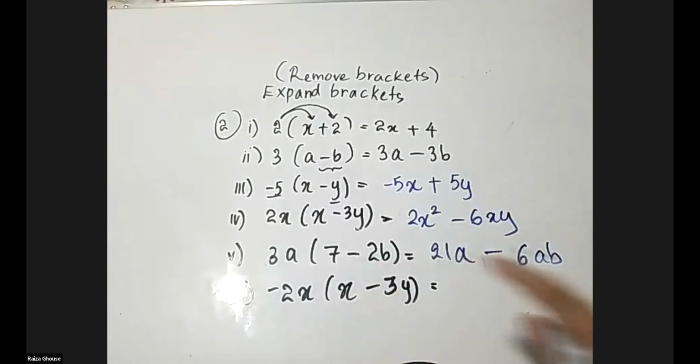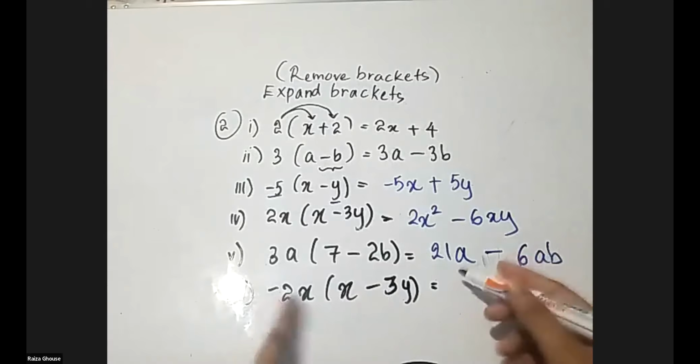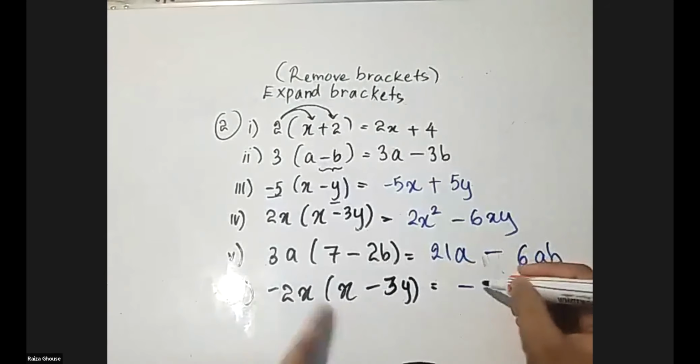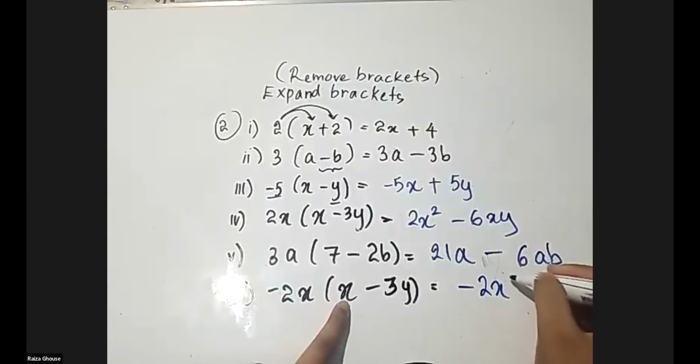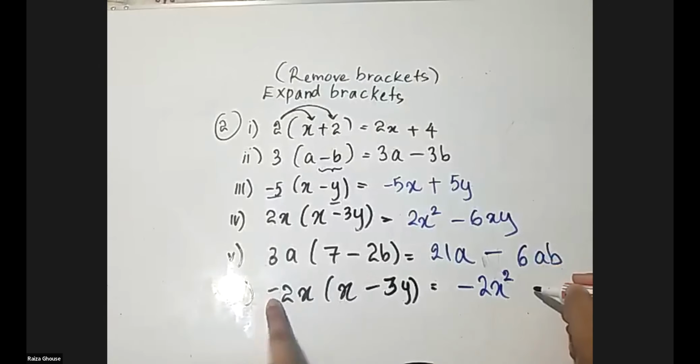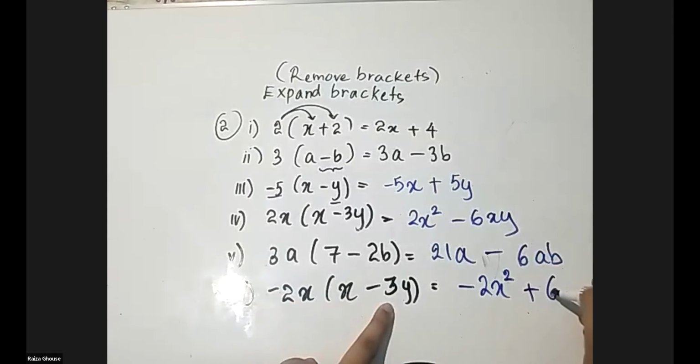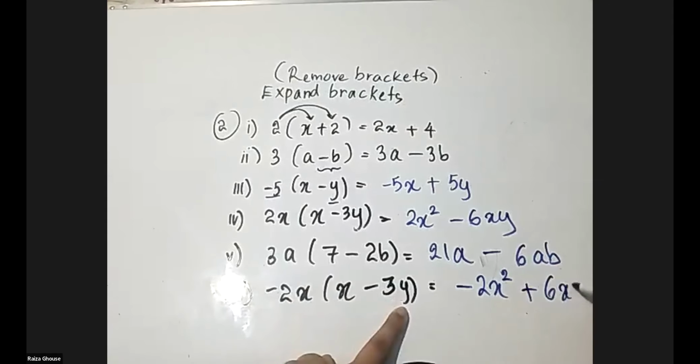Now look at this one. Negative value outside, positive value inside. Negative into positive is negative. 2x into x is x squared. Negative into negative is positive. 2 into 3 is 6. X into y is xy.